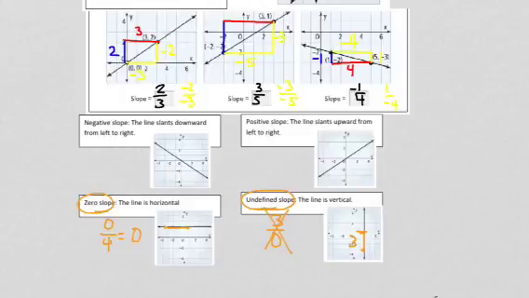So I have a nice, fun song for you to sing. And it's not really a song, it's just a little phrase. And it says that horizontal has slope of 0. So we're going to be singing that in class sometime this week. So enjoy it. Horizontal has slope of 0.